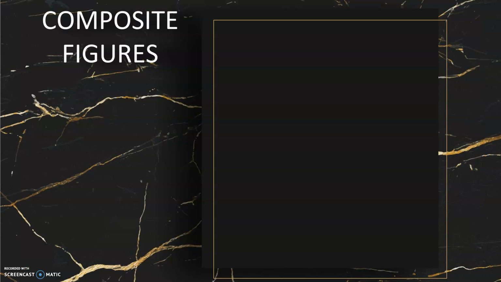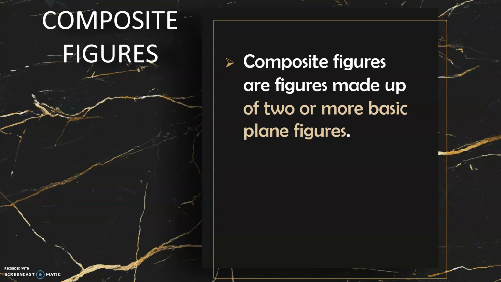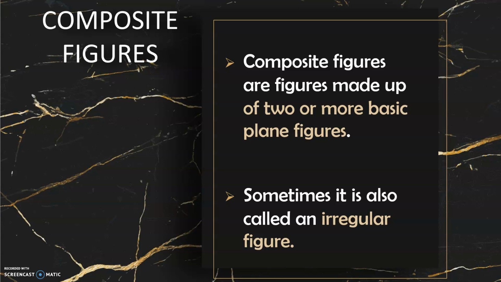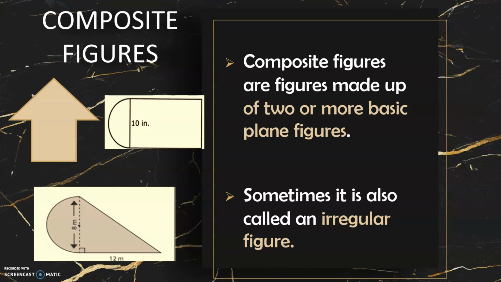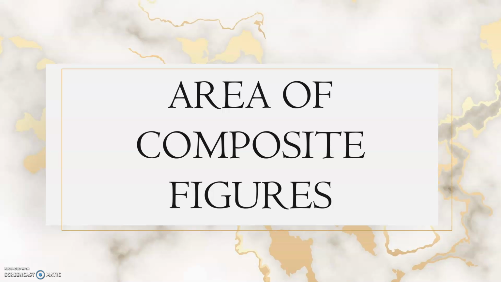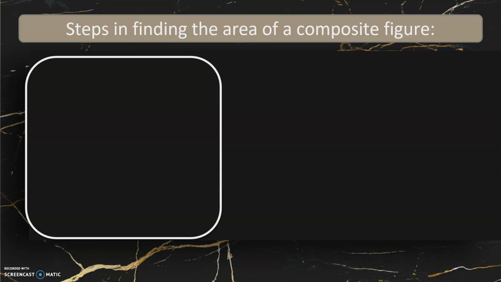So what are composite figures? Composite figures are figures made up of two or more basic plane figures. Sometimes it is also called an irregular figure. So these are examples of composite figures. Now, in today's lesson, we'll focus on finding the area of composite figures. And here are the steps that we need to follow.